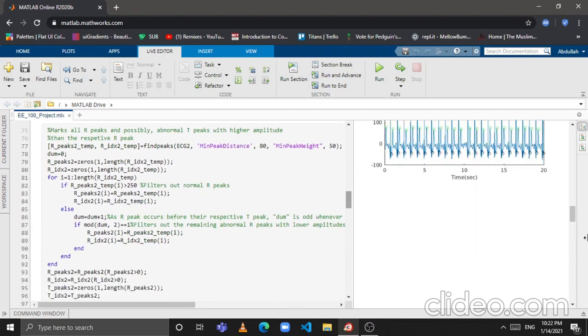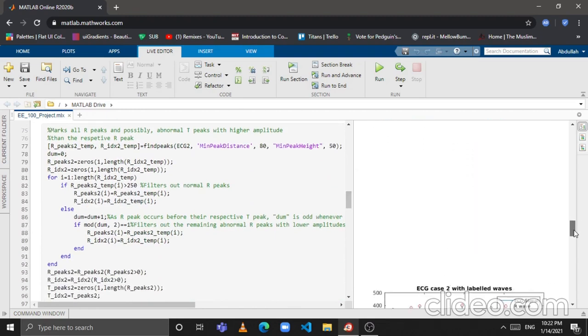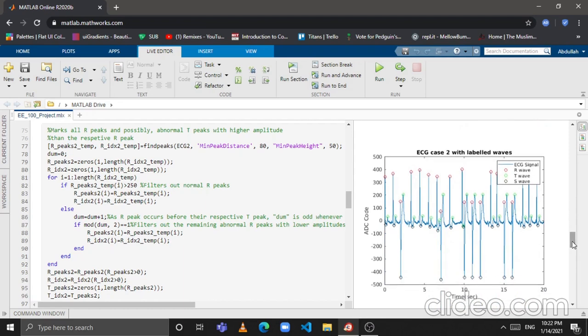In task 4, the algorithm was pretty much the same, but we had to alter its implementation because this is a fairly irregular signal in ECG case 2. If you apply the find peaks function naively, at first we get all of the R peaks and these abnormal T peaks as well, which have abnormally high amplitudes compared to the R peaks. So we needed to separate out the R peaks and remove these T peaks, so that we can then use the R peaks as a reference point to find the S and T peaks.